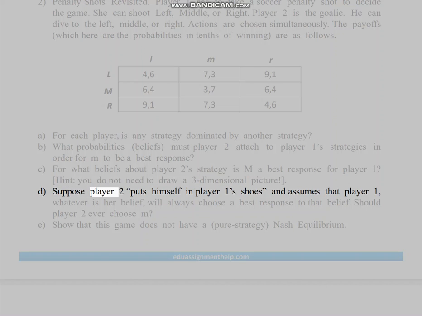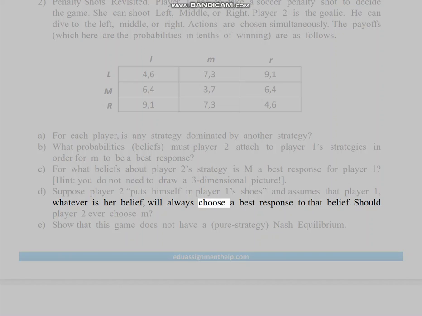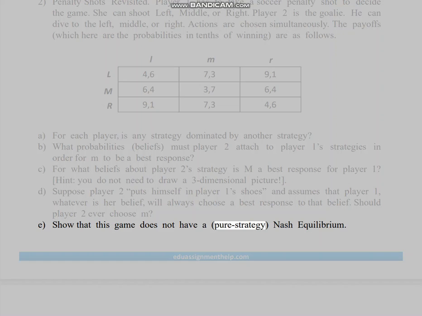D. Suppose player 2 puts himself in player 1's shoes and assumes that player 1, whatever her belief, will always choose a best response to that belief. Should player 2 ever choose M? E. Show that this game does not have a pure strategy Nash equilibrium.